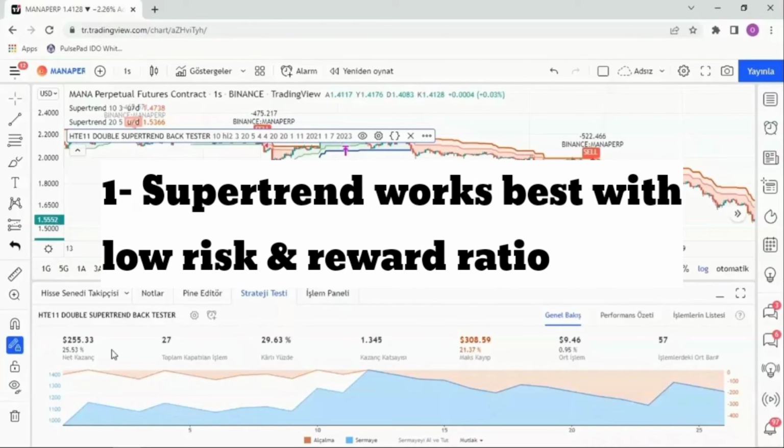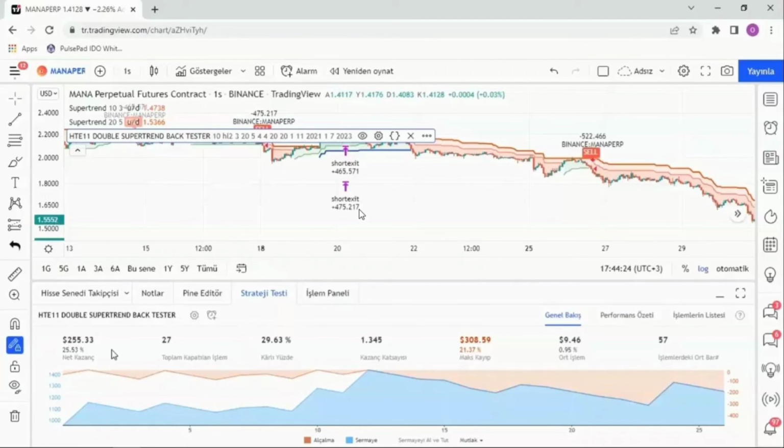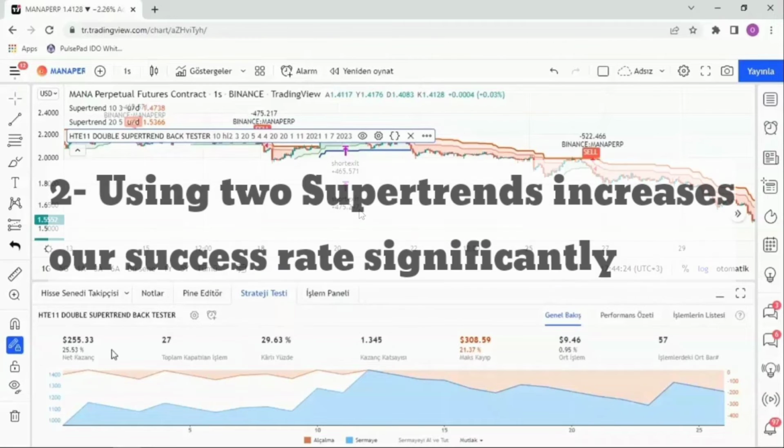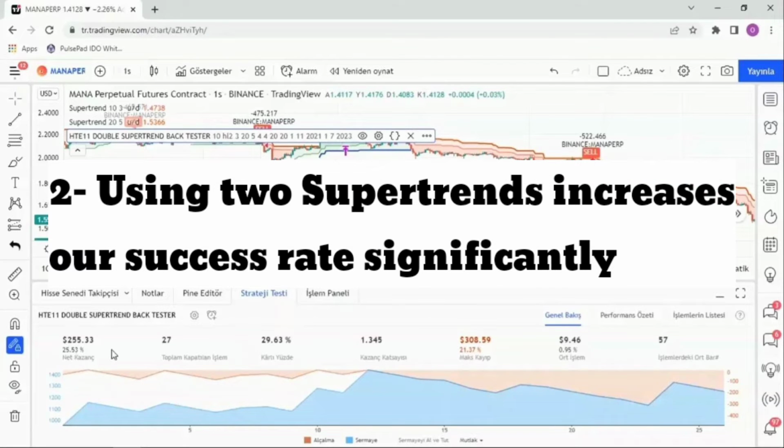First one is Supertrend works best with low risk reward ratios. It is good at catching small trends, not the big ones. And the second outcome is using two Supertrend increases your overall trade success significantly.